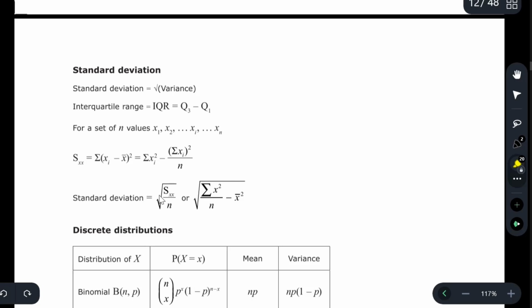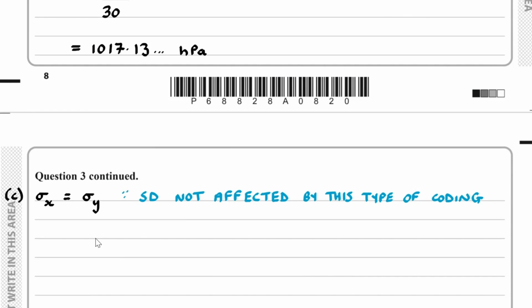Now on page number 8, the formula to work out the standard deviation is given here. So what we can do, of course, using this formula, is replace the x with y instead. We've been given data for y. So the standard deviation of y, which we know is the same as the standard deviation for x, is the square root of the sum of y squared over n minus y bar squared.